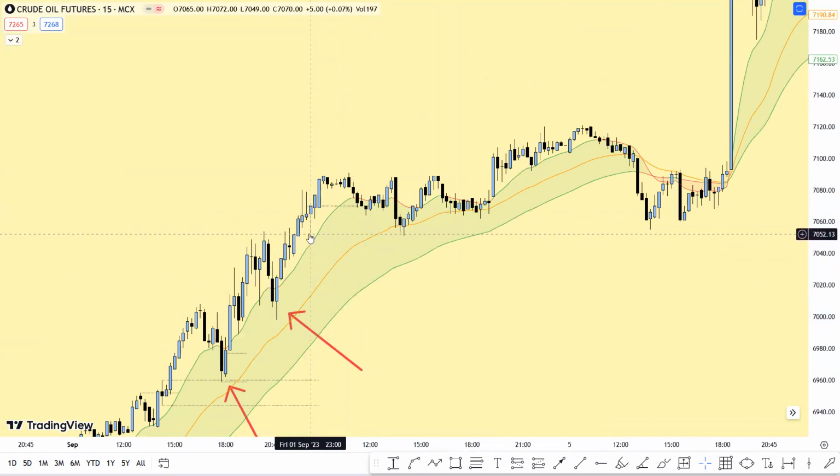This is like a sloping 5 EMA pin bar trade setup. I already discussed it in one of my YouTube videos. If you couldn't see it, check in the description. You will have it. Okay, so this is one of the videos. You can take an entry.